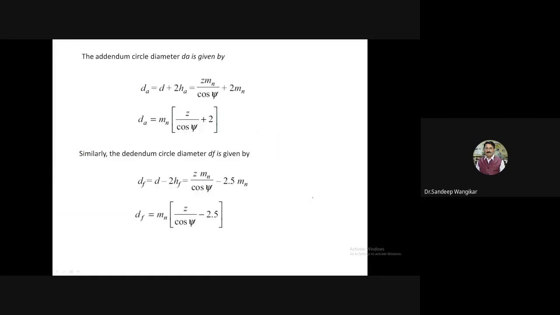Let us proceed further: addendum circle diameter and dedendum circle diameter. So the addendum circle diameter, denoted by da, is equal to the PCD plus 2 times the addendum.